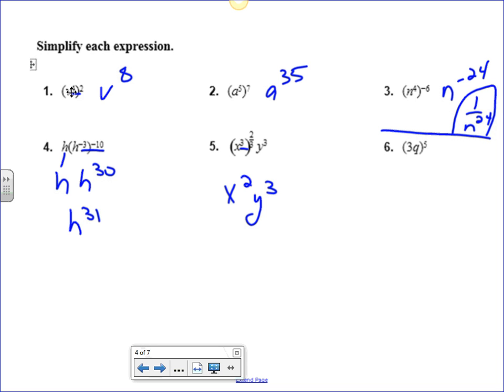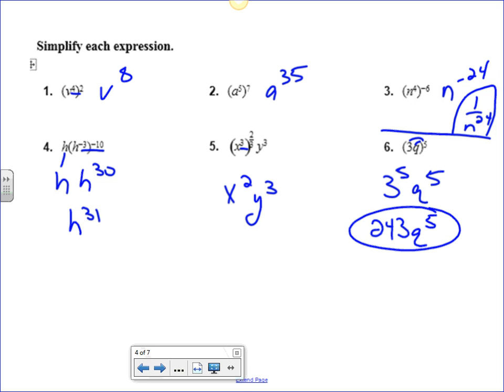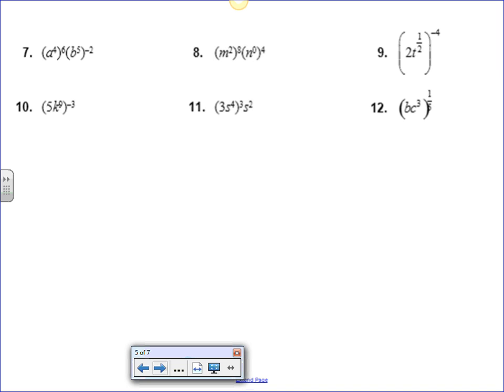Okay, the next one is the first example where we have a power of a product. So this exponent of 5 applies to the 3 and to the q. So I really have 3 to the 5th, q to the 5th, and 3 to the 5th is 243. So I've got 243 q to the 5th power. Okay, a few more examples from this slide. So for the first one, if we use that power of a power, I would get a to the 24th, and here I get b to the negative 10.